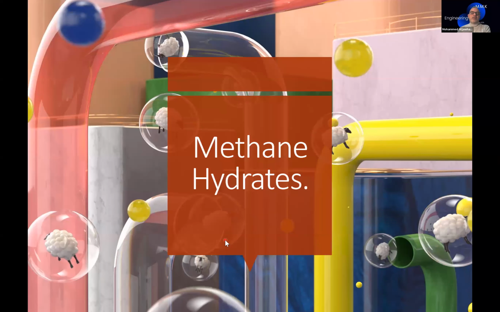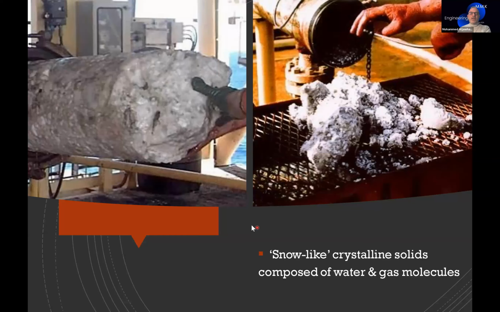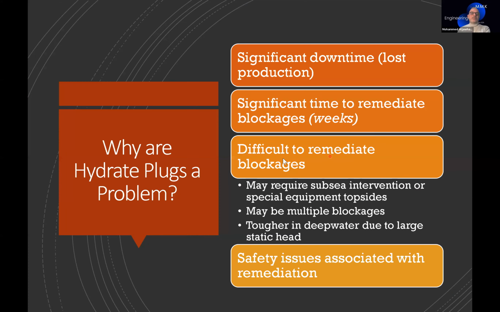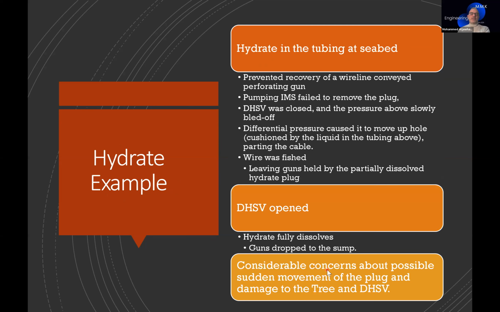Methane hydrates are another problem we can face inside our wellbores. You can see from the illustration how big it is, and how these crystalline solids are composed of water and gas molecules. So we have a plug due to the hydrates. This causes a significant reduction in our production rate. There is a safety issue associated with remediation. So how can we remove the hydrates?